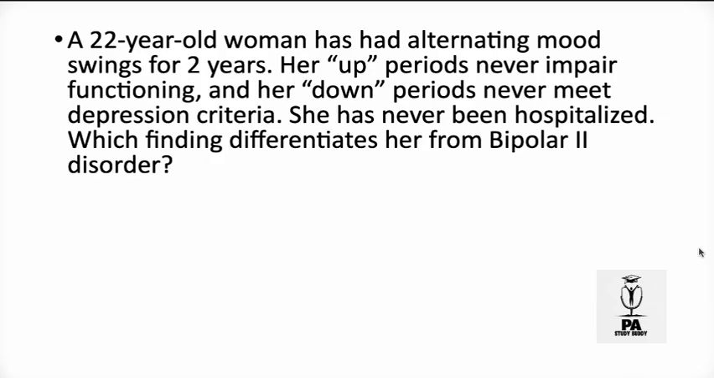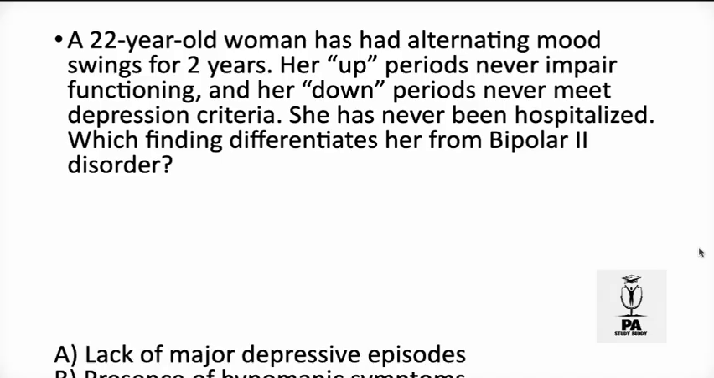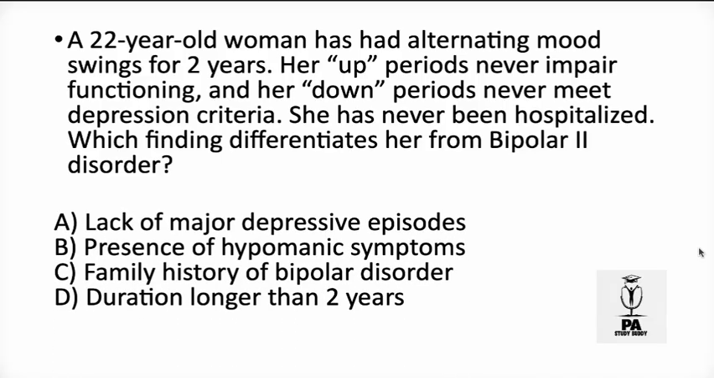A 22-year-old woman has had alternating mood swings for 2 years. Her up periods never impair functioning, and her down periods never meet depression criteria. She has never been hospitalized. Which finding differentiates her from bipolar 2 disorder? Lack of major depressive episodes, presence of hypomanic symptoms, family history of bipolar disorder, or duration longer than 2 years.